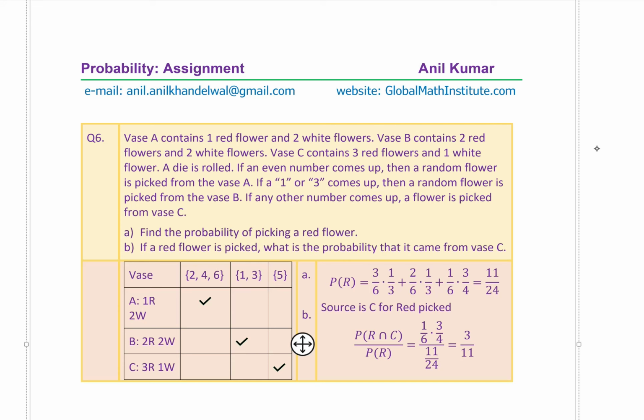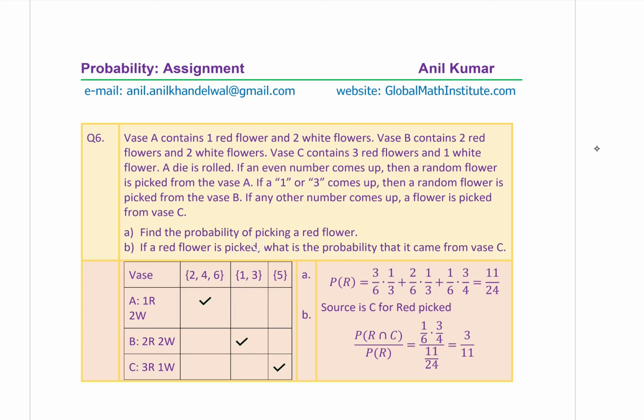So, okay, let's draw. There are different ways you could do it. You could either draw a tree diagram to help. In this particular case, I actually have drawn the table. So these are the vases A, B, and C. As you can see, A has 1 red, 2 white, B has 2 red, 2 white, and C has 3 red, 1 white. Now when we have even numbers which are 2, 4, and 6, a flower is picked randomly from vase A. For the numbers 1 and 3, a flower is randomly picked from vase B. For any other number, which in this case is 5, a flower will be picked from C. Correct? Let us see how to solve this particular question.